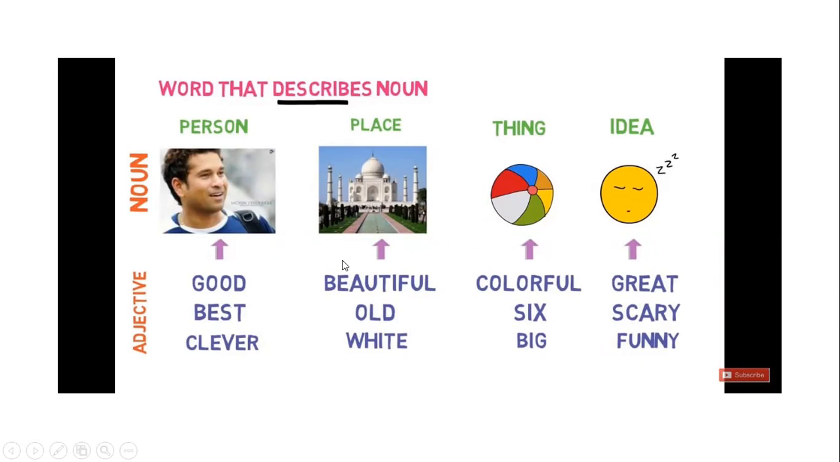Place, Taj Mahal. Now it's a beautiful place. Old, white. Now these three are what? Adjectives defining a place. Thing, for example, there's a ball and we try to explain it. The ball is very much colorful. There are six balls. It is a big ball. Now these colors, six, big, these are the adjectives defining a thing. Idea, well, your idea was great. Your idea was scary. It's a funny idea. Now these three are defining an idea. So that was about the definition of an adjective.